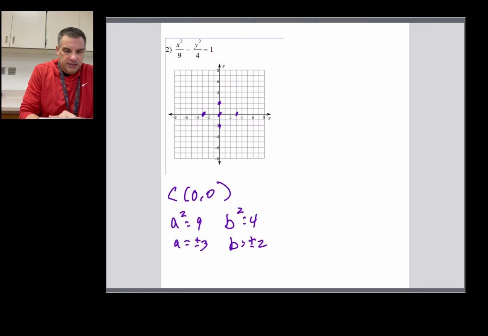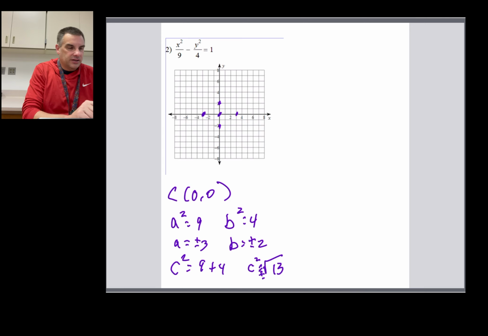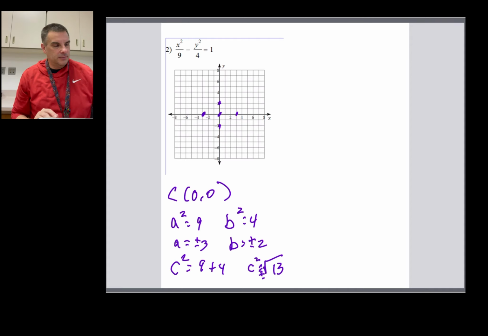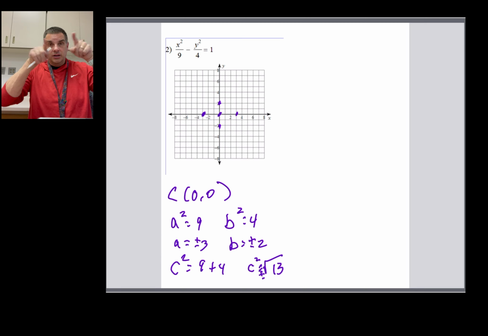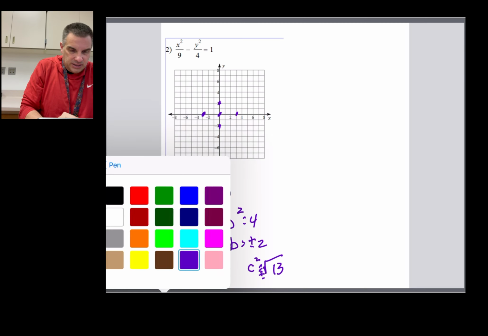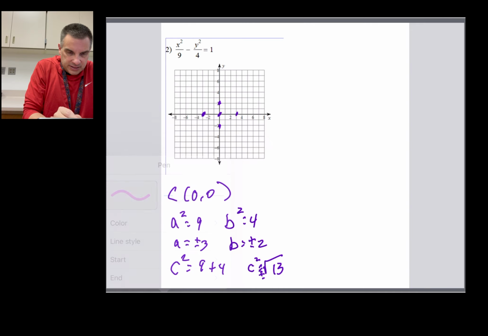I'm going to go ahead and find my focus. So c squared is equal to a squared, which we know is 9, plus b squared, which is 4. So c equals plus or minus the square root of 13. That's good enough, but just for general purposes, so we get an idea of where that focus is going to be, that is about 3.6. Now x comes first, so these are going to open out from each other. So my focus is going to be about 3.6, so on the graph, it's about there and about right there.